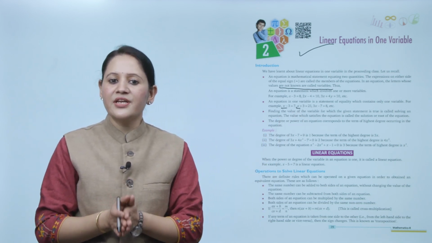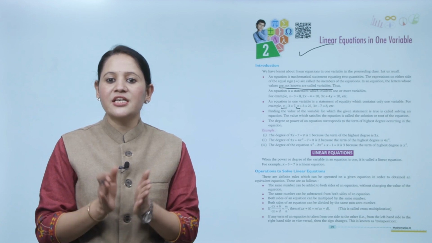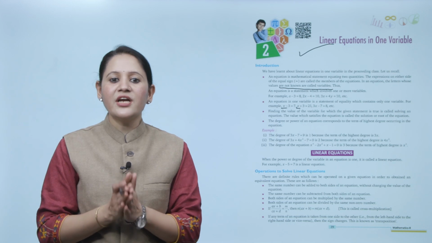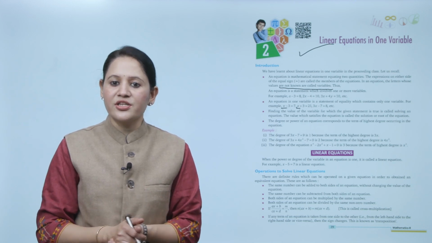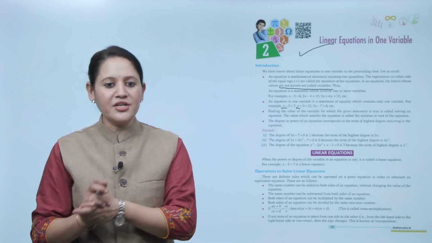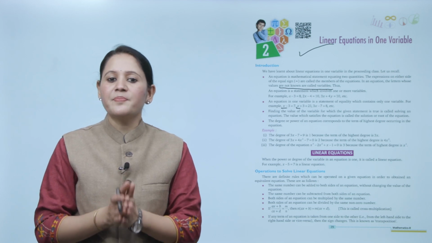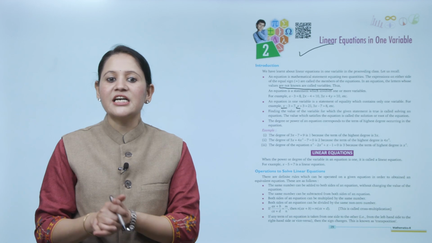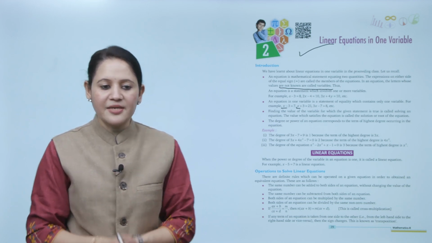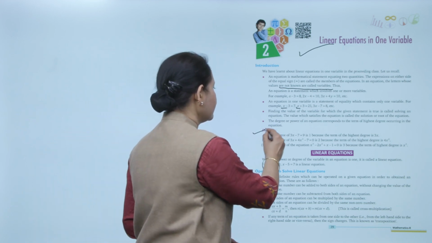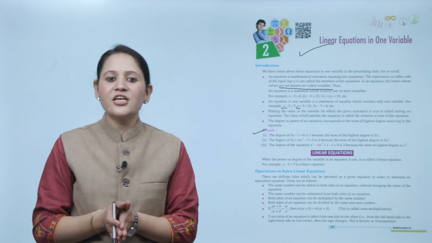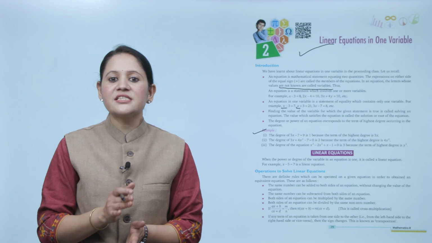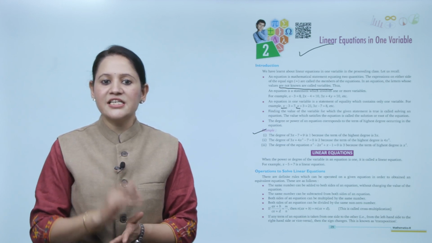Finding the value of the variable for which the given statement is true is called solving an equation. The value which satisfies the equation is called the solution or root of the equation. The degree or the power of an equation is that corresponding to the term of highest degree occurring in the equation. Example लेते हैं. The degree of 3x minus 7 equals 9 is 1 because the term of highest degree is 3x.